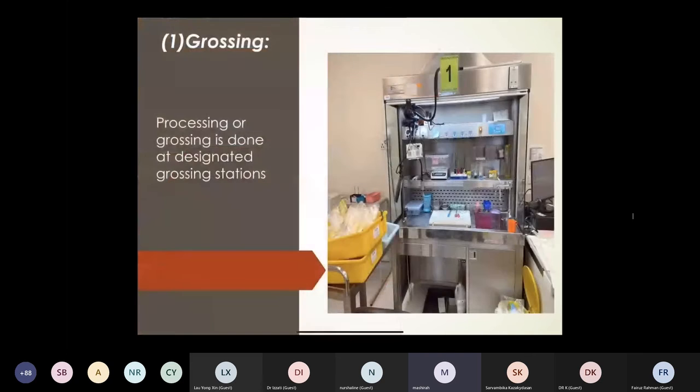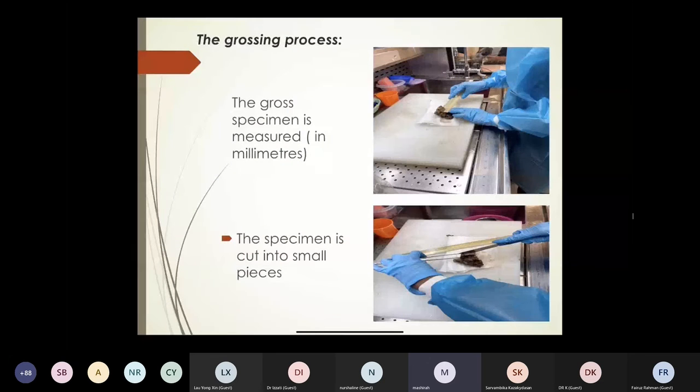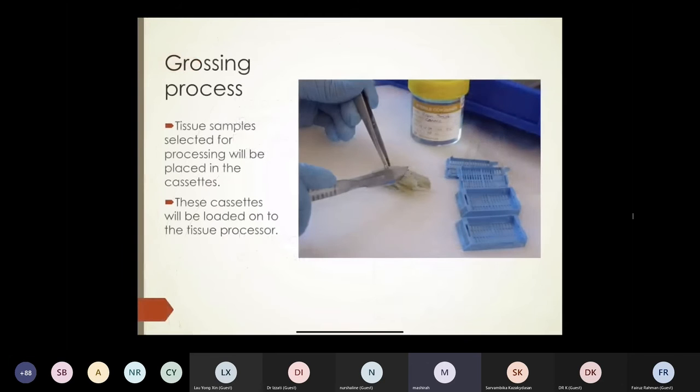What happens next is the grossing process. The grossing process starts at the grossing station. It is referred to as a cut-up, which involves careful macroscopic examination and description of the specimen that includes appearance, number of pieces, and the dimension. For smaller specimen, the entire specimen will be processed, while the larger ones may require further dissection to produce representative pieces from appropriate areas, and multiple samples may be taken.